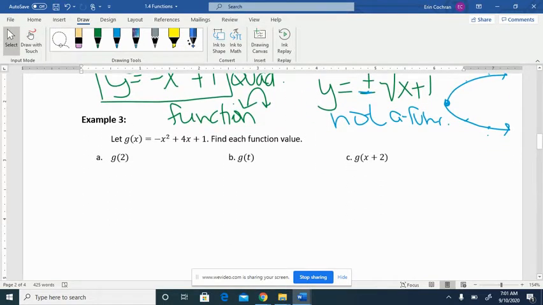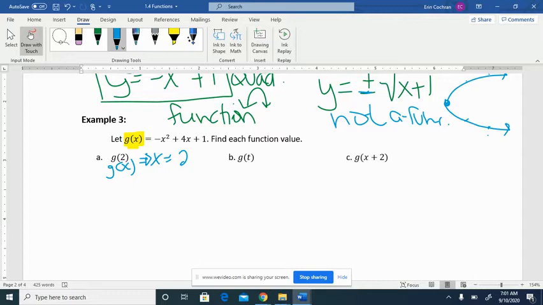All right, example 3, let g of x equal negative x squared plus 4x plus 1. This is just function notation, okay? And we know g of x just represents y. So if I look at g of 2, this is like g of x. So what it's saying is my x coordinate is 2. So it's saying evaluate y or g of x when x equals 2.